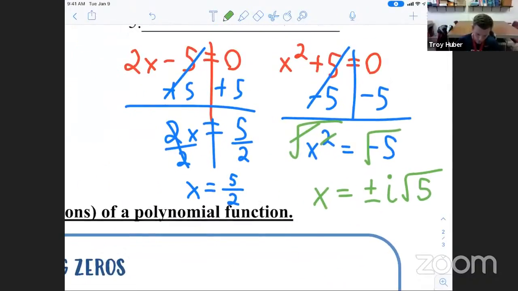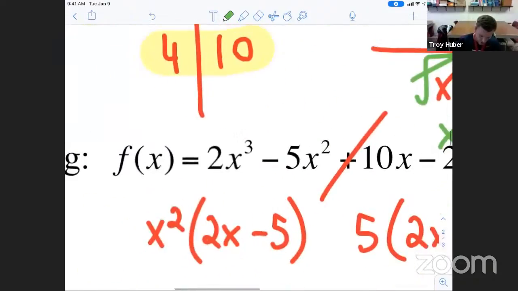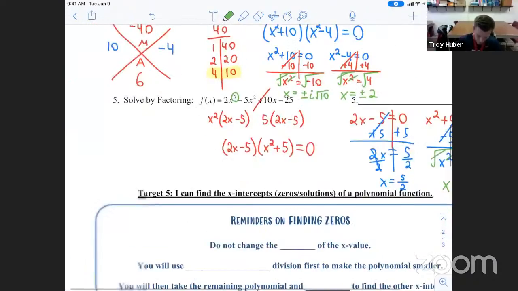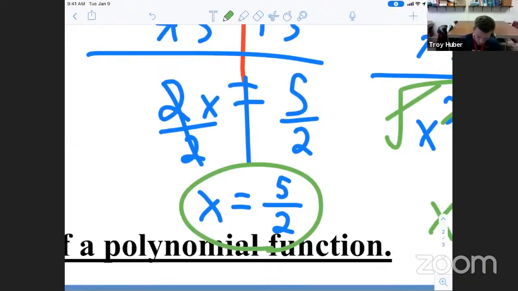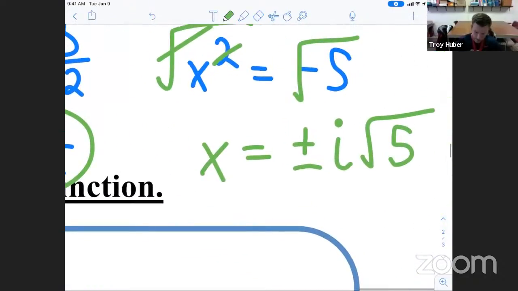So notice this one was to the 3rd degree, and we have one answer, and then this is a positive i root 5 and a negative i root 5. So this is really 2 answers. So we have 3 answers total because it's degree 3.